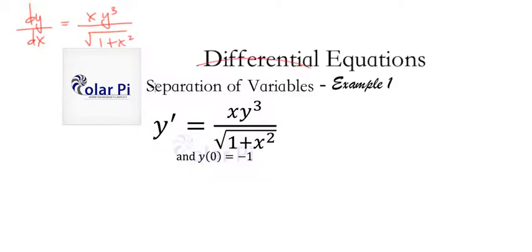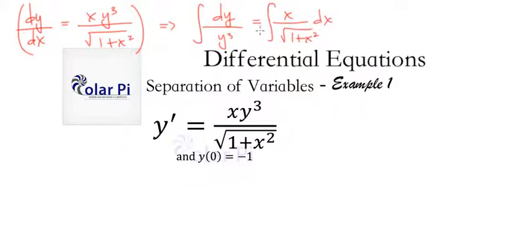Now, as the name says, separation of variables, we're going to separate the variables, and we're going to do that by multiplying both sides of the equation by dx, and also dividing both sides by y cubed. Doing both, we can write the following: dy over y cubed is equal to x divided by root 1 plus x squared dx, right? And now we can integrate both sides.